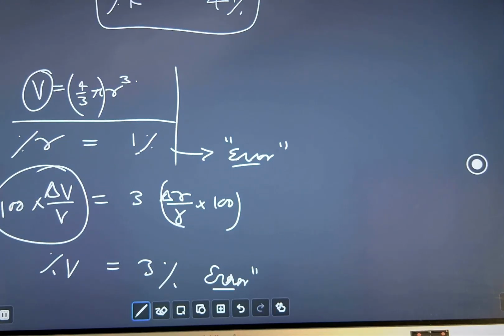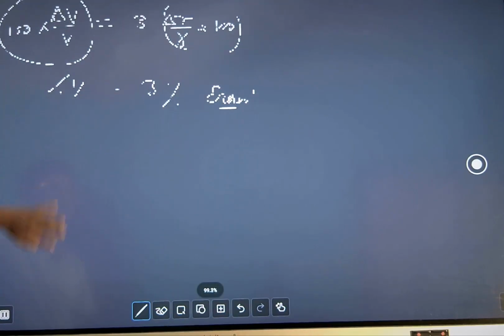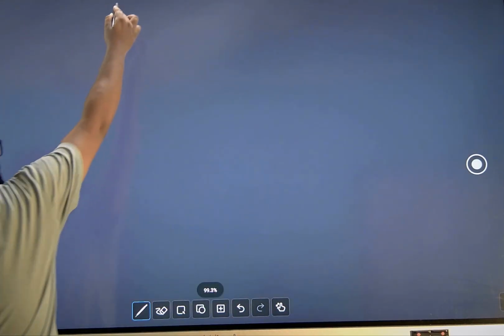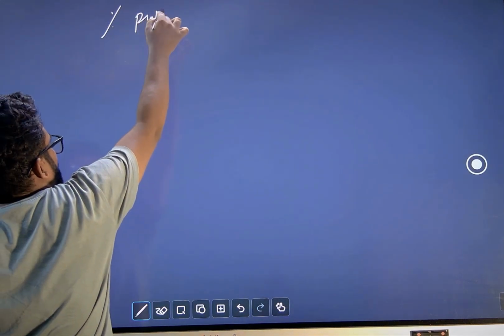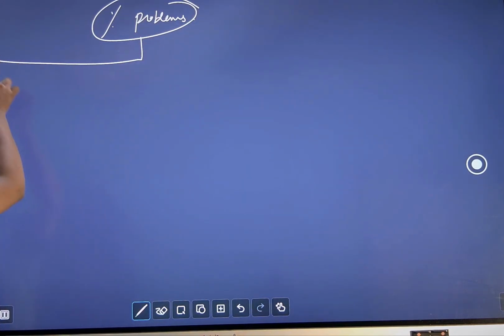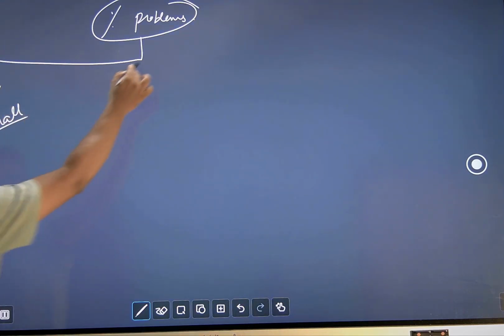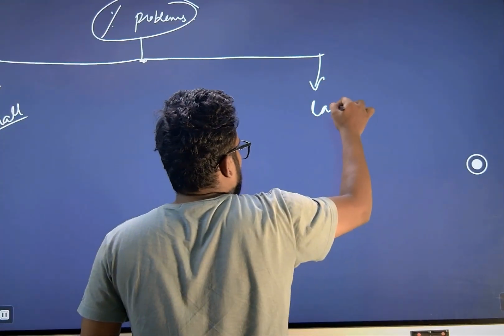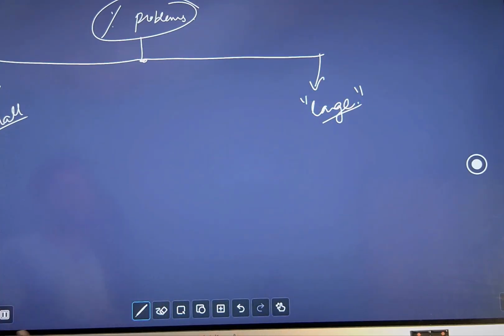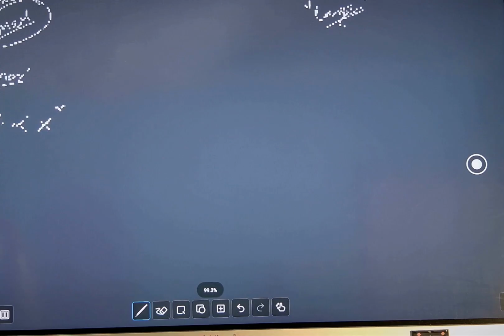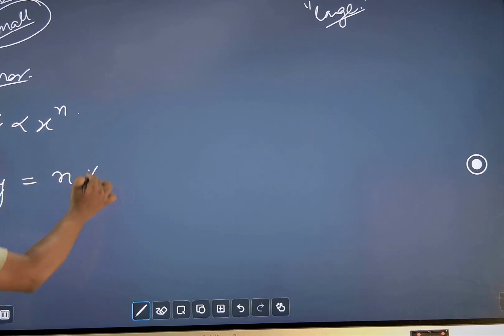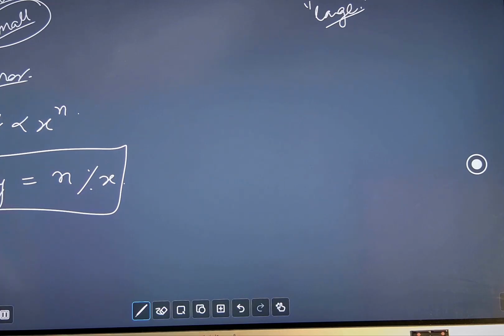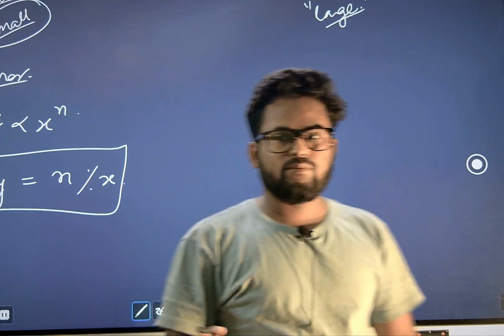Okay. Now one important point again: percentage problems. Percentage problems can be categorized into two parts: when the percent is given very small, or when the percent is given very large. Okay, very small and large percent. So when the percentage is given very small, we can go through the error approach. Like y is proportional to x power n, so percentage in y would become how much? N times percentage in x, as simple as that. When the error is very small, when the percentage is very small, then we can use this approach.